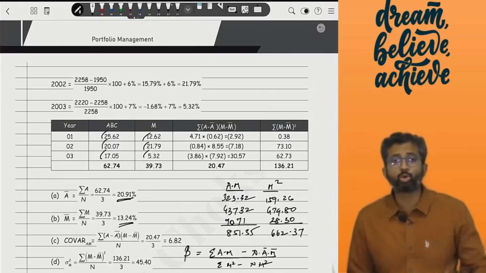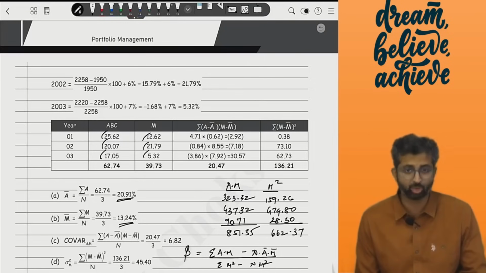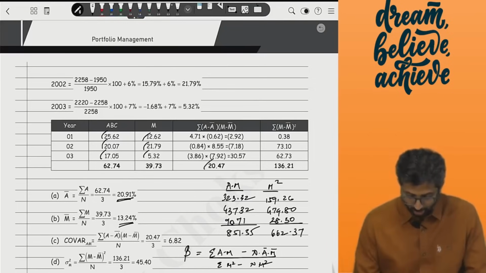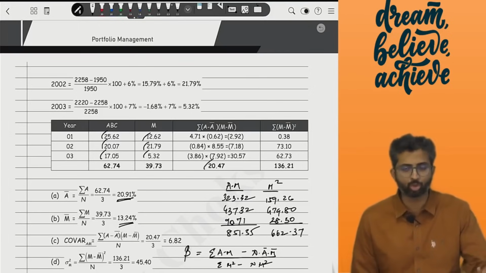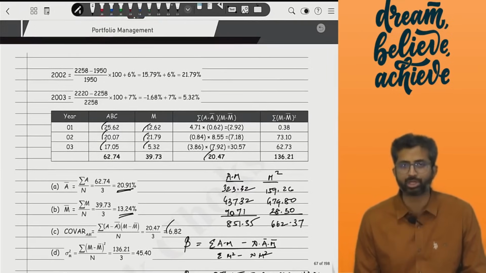However, when you go to the covariance calculation, covariance is A minus A bar, that is A minus 20.91, into M minus M bar, that is M minus 13.24, and you will come to around 20.47. Because there are no probabilities, you will divide it by, let us say, 3 to find the covariance. Your covariance comes to around 6.82.